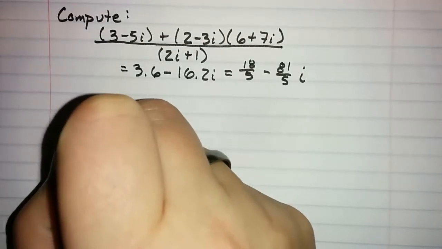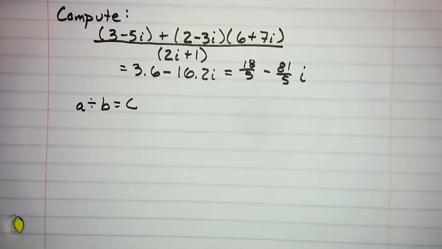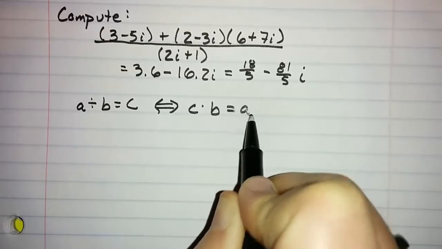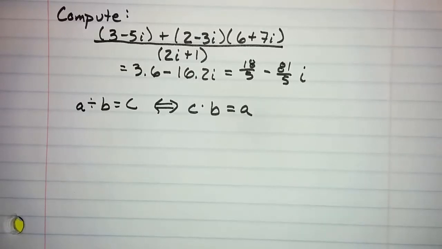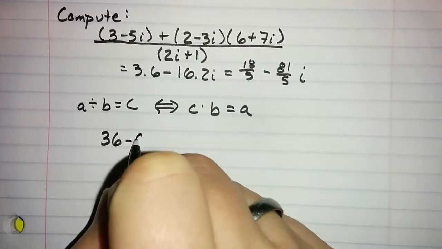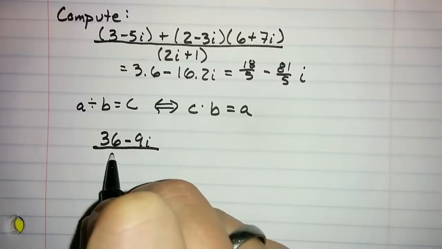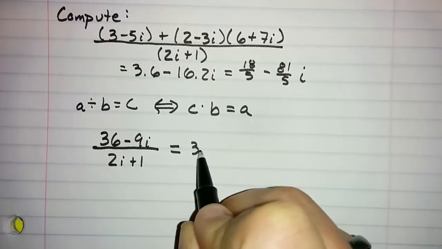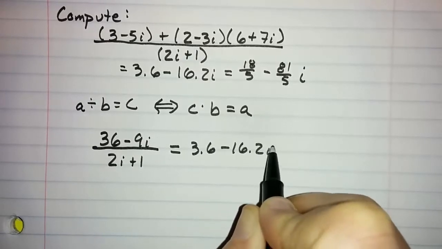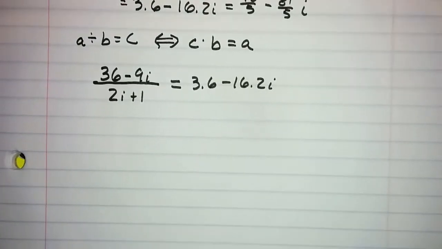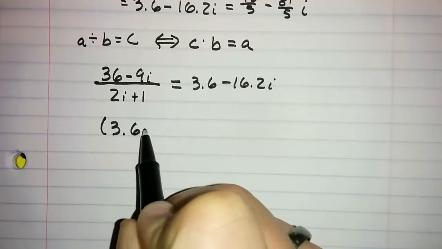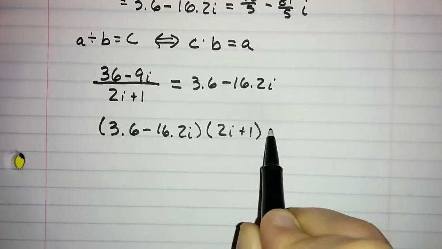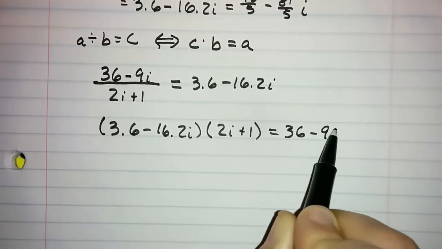The sentence A divided by B equals C means the same as the sentence C times B equals A. So when I say that my (36 minus 9i) over (2i plus 1) equals 3.6 minus 16.2i, what I'm claiming is (3.6 minus 16.2i) times (2i plus 1) should give me 36 minus 9i.